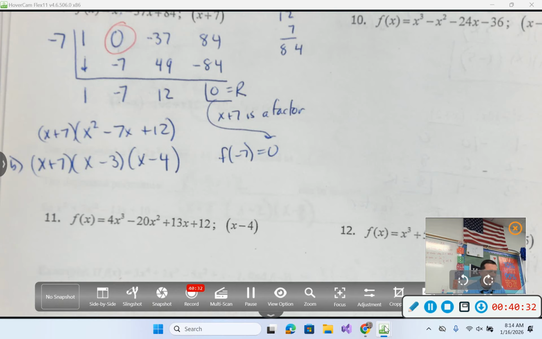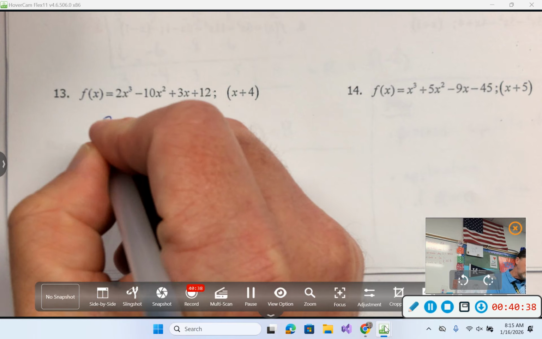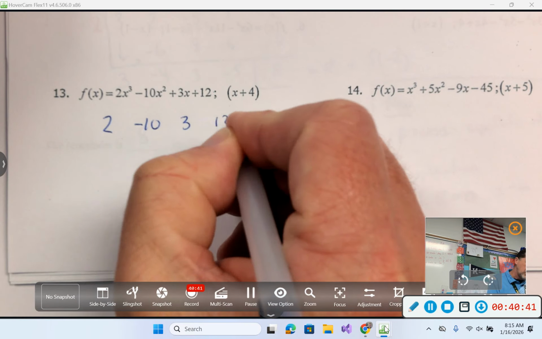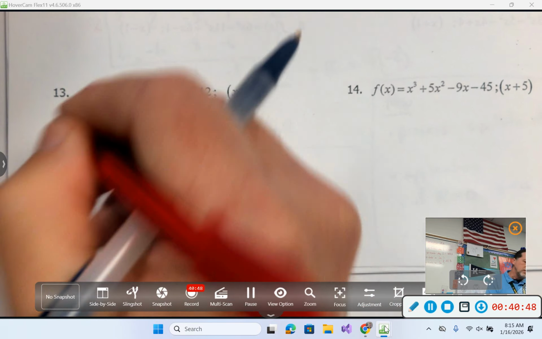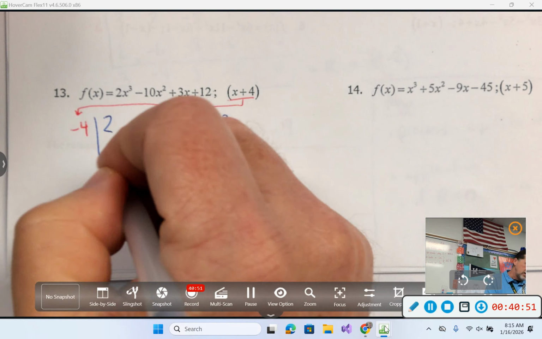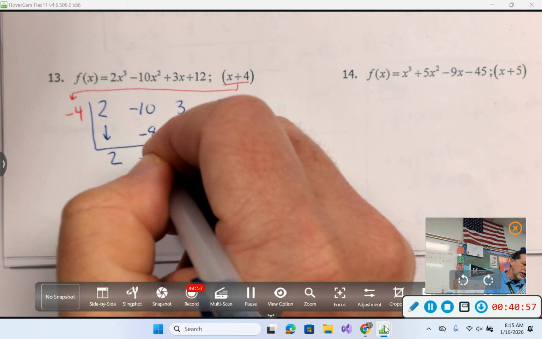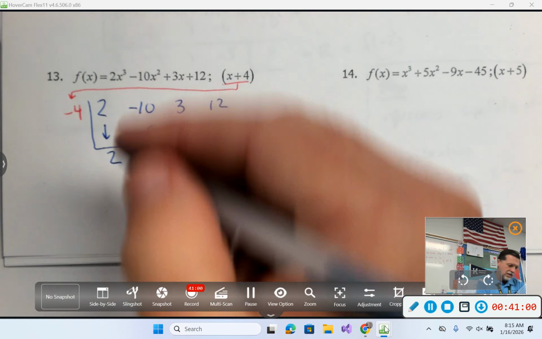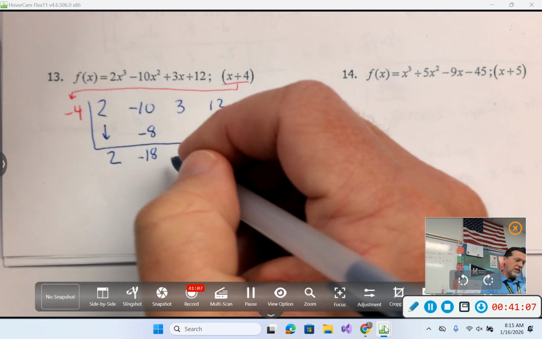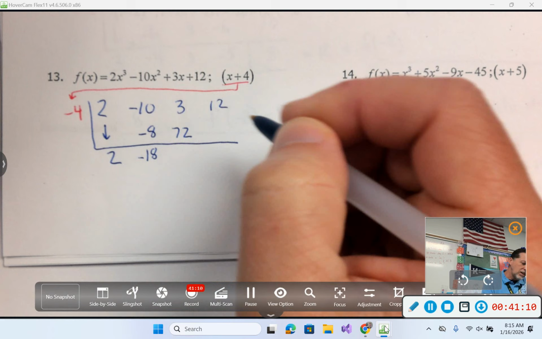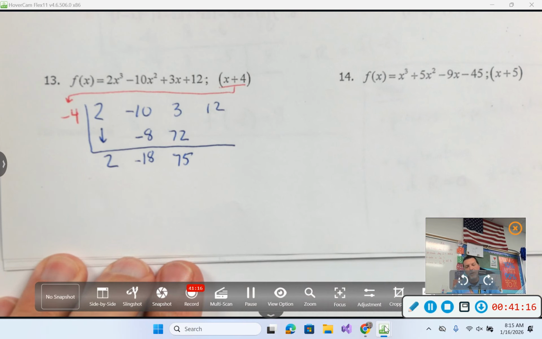13 because it looks ugly. Oh, there's a 2 on the... So let's be careful about not missing any of the terms. They're all there. What number goes out front? Negative 4. Bring down the 2. Multiply. Add. Uh-oh, getting big numbers here. Do that right? 2 times negative 4 is negative 8. Yep. 4 times 18 is 36 plus 36 is 72. 72 plus 3 is 75.